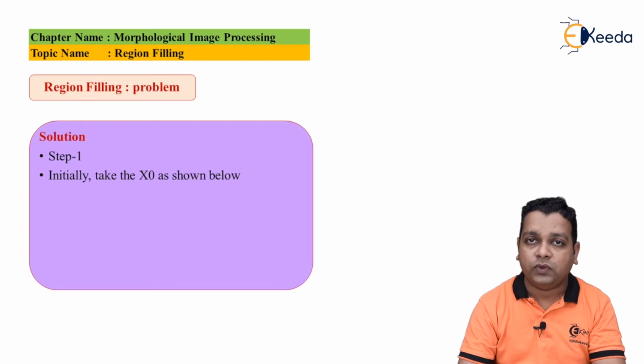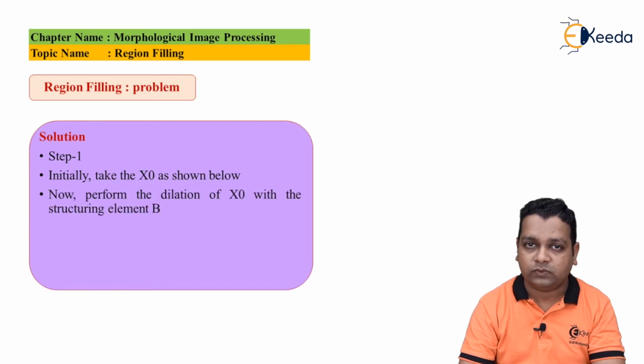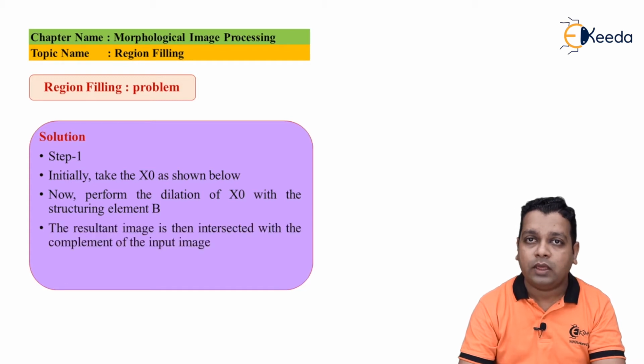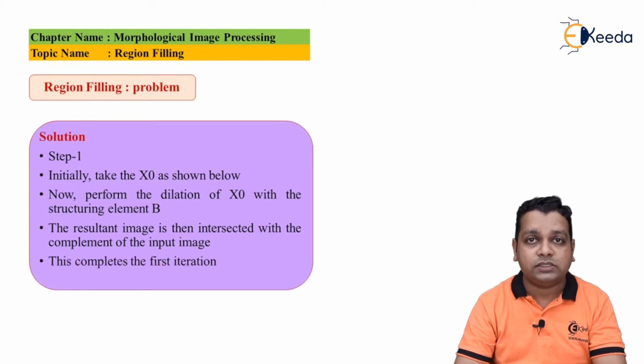So here we go for performing step number 1. Here the computation representing the x suffix 0 can be as below. Now we perform the dilation operation for x suffix 0 with the structuring element B. The resulting image is then intersected with the complement of the input image. So this completes the first iterative loop.